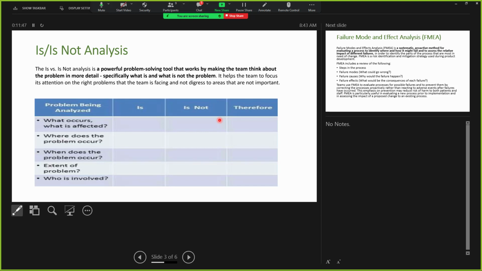analysis. In this, there are a few questions: what occurs, what is affected. So here we are mentioning Is and Is Not, and therefore we come to a conclusion about where exactly the problem is by focusing here. After accumulating several questions and answers, we can come to a conclusion that this is the root cause and we can fix it. It might be one or multiple.